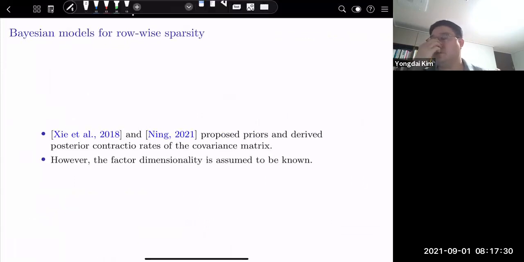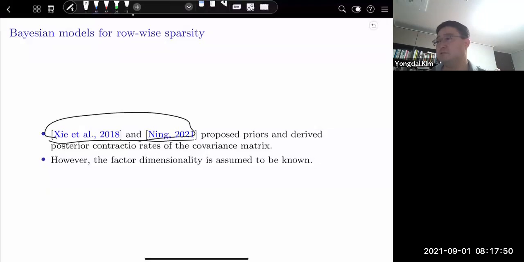And there are recently Bayesian models for row-wise sparsity also, and we found two results about Bayesian factor models with row-wise sparsity, and they derive the fast convergence rate. But the problem is that this research assumes that the true factor dimensionality is known, so they only focus on the estimation of sparsity. But we are considering the problem of estimating the factor dimensionality.